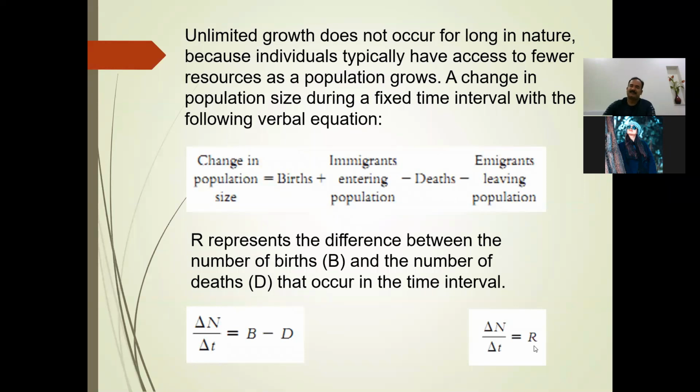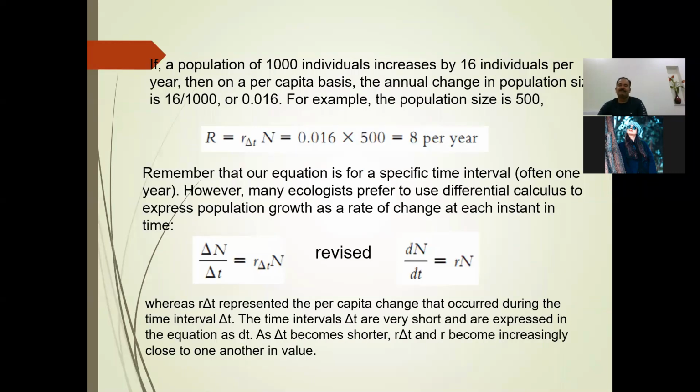So we can study population change with respect to the change in the number of individuals of the population in a definite time interval. All these parameters play a vital role in the determination of population size. So we have studied birth rate and death rate. The cumulative answer will be the R. R means change within the population. If a population of 1,000 individuals increases by 16 individuals per year, the population growth will be 16 per thousand, or 0.016. Suppose the population size is 500.